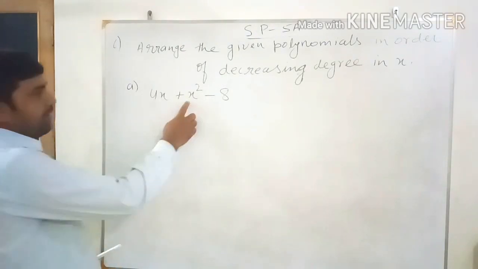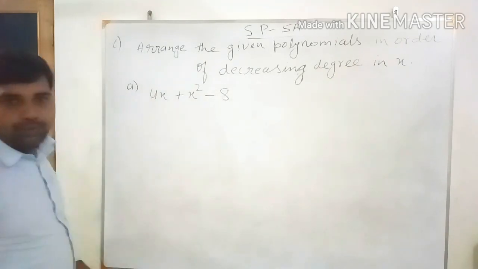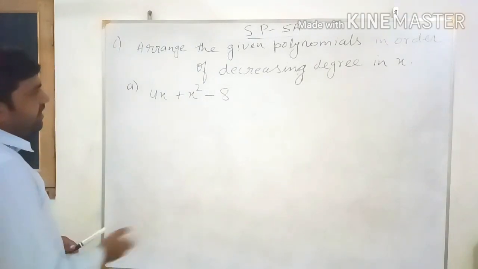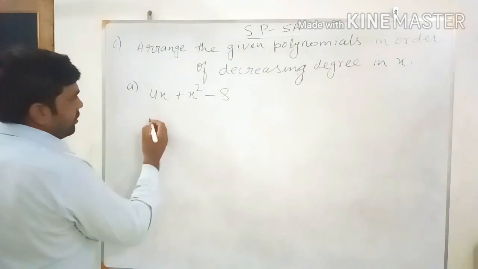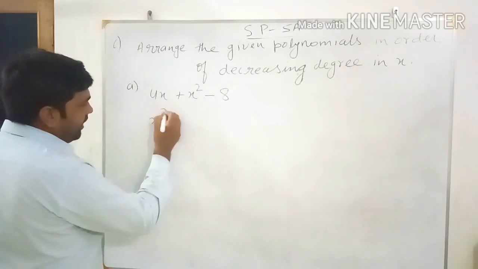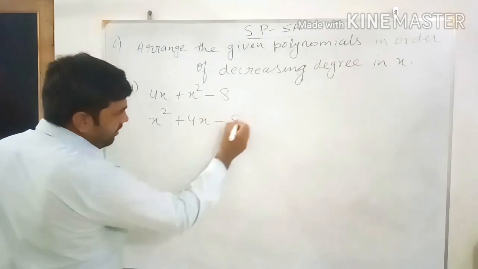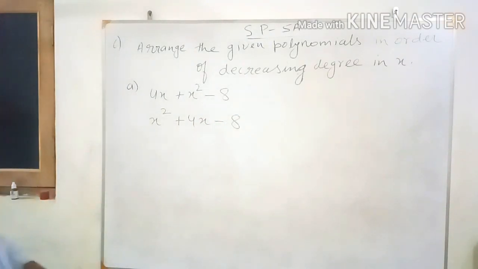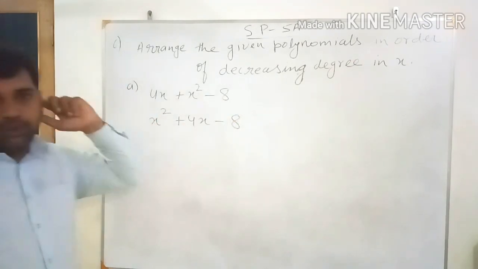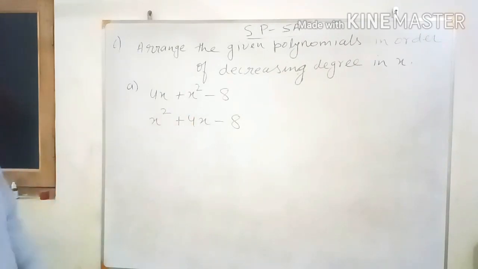So the degree of this term is 2, degree of the first term is 1, and the degree of the third term is 0. So which degree is the maximum? Degree of the second term. So that you write first. So what will be the order? The answer will be, first you write x square, and then after that you write 4x, and then minus 8. This is the decreasing order. See, degree 2, degree 1, degree 0. So like this we write a polynomial in the decreasing degree.